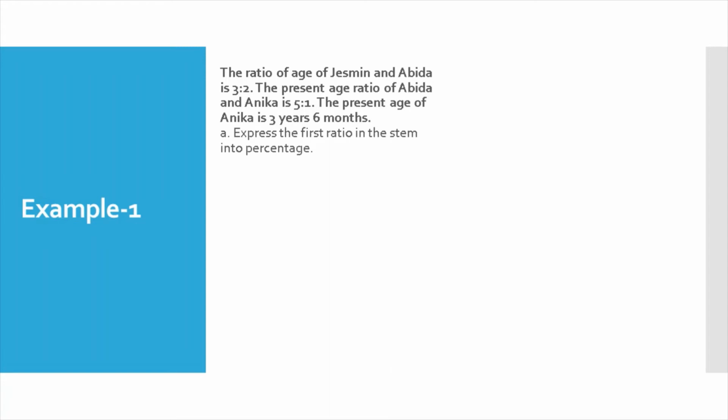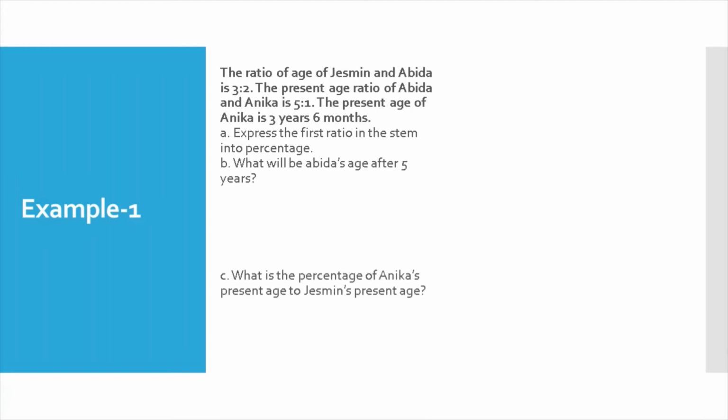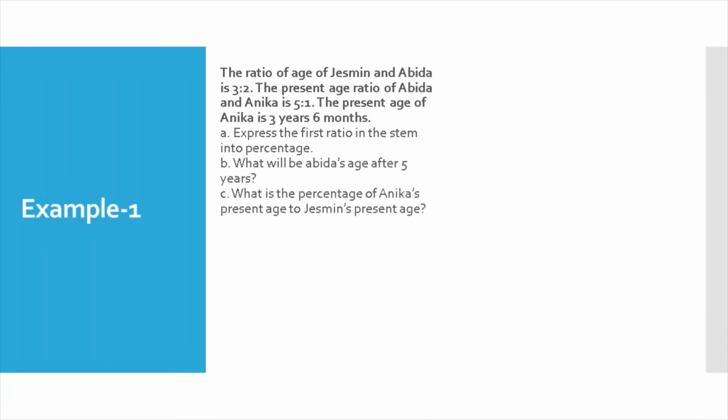Number A, express the first ratio in the stem into percentage. Number B, what will be Abida's age after 5 years? Number C, what is the percentage of Anika's present age to Jasmine's present age? Let's see the solution of A. The first ratio of the stem is 3:2, as you can see in the stem. So the question is to express the first ratio in the stem into percentage.